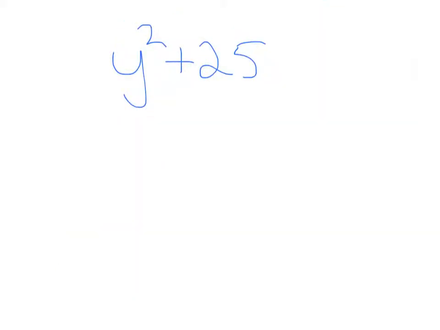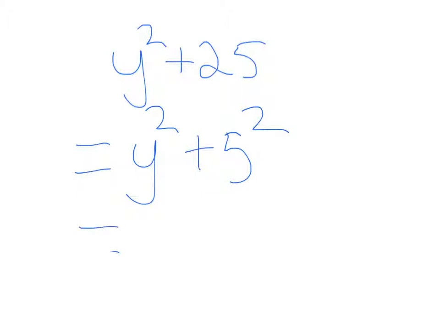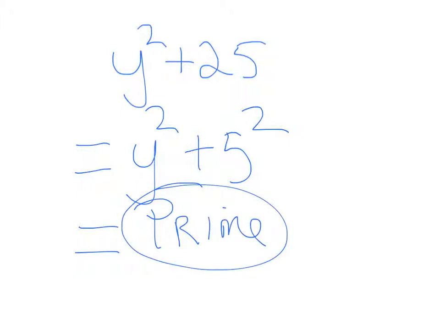The next example is the sum of two squares. I know it's the sum of two squares because the front term is y times y, or y squared. It's a plus, and the back term is 5 times 5, or 5 squared. These problems are not factorable over the integers, and we answer as prime.